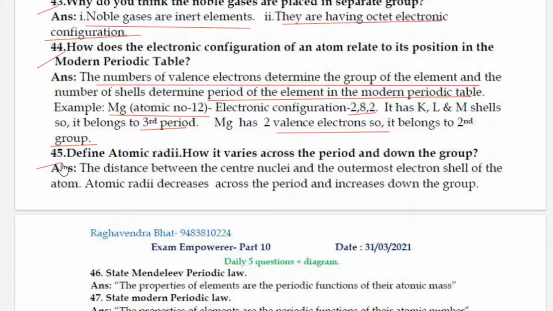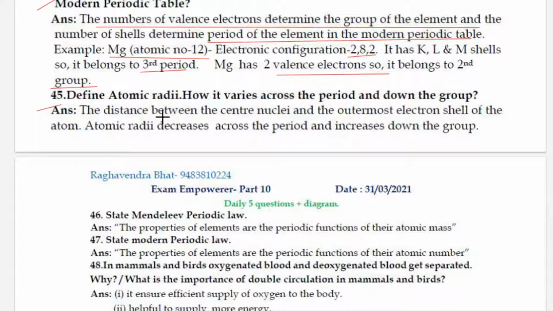Question number 45. Define atomic radii, how it varies across the period and down the group. The distance between the center of the nucleus and the outermost electron shell of the atom is known as atomic radii. Atomic radii decreases across the period and increases down the group.